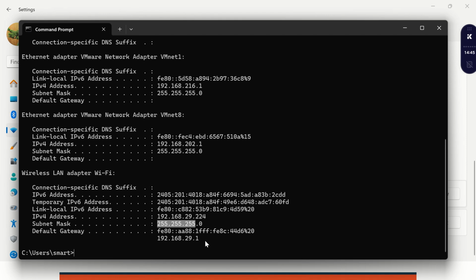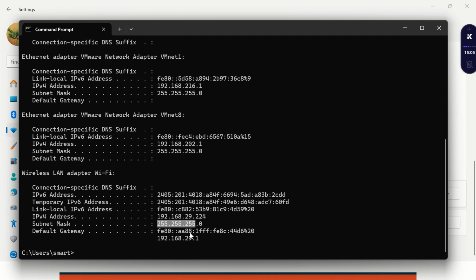And how do I know that this is class C? Well, 3 parts, 24 bits. These 3 parts cannot be changed. They are reserved for the network part. So these are the network parts, 192.168.29. Now I have a question for you.